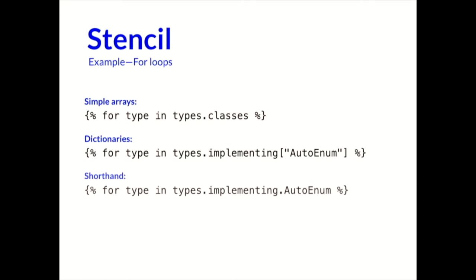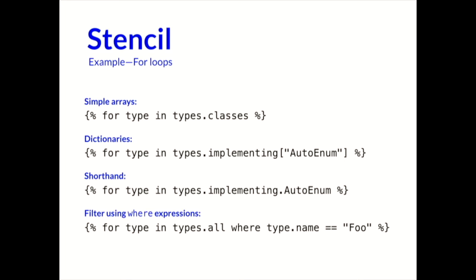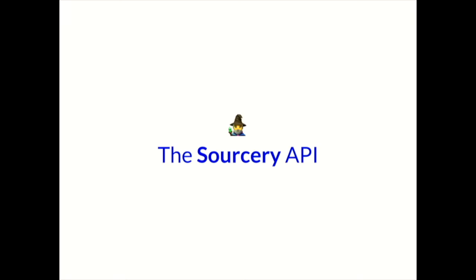But there's also a shorthand notation for that. This is a bit more common. You'll see this more commonly when reading Stencil files. It means the exact same thing. And you can actually use where clauses, where expressions in your for loops. And this is more of a filter. I mean, what we're saying here is, for type in all the types where that type's name is foo. That's more of a filter. We're filtering out everything that doesn't have a name called foo, but it's not called filters in this context. So that might be a little confusing.